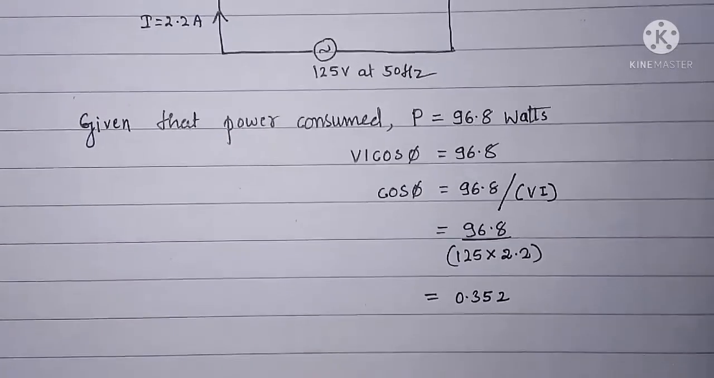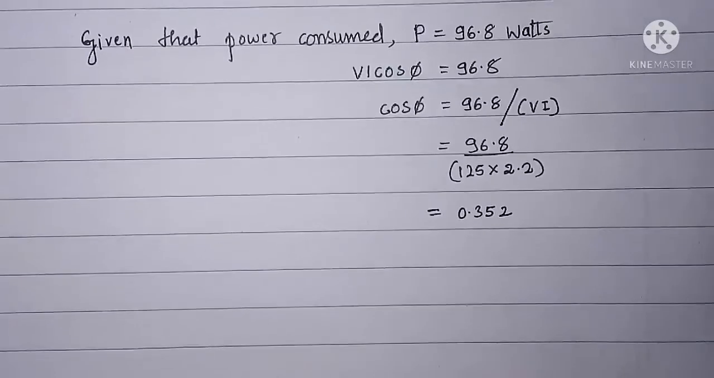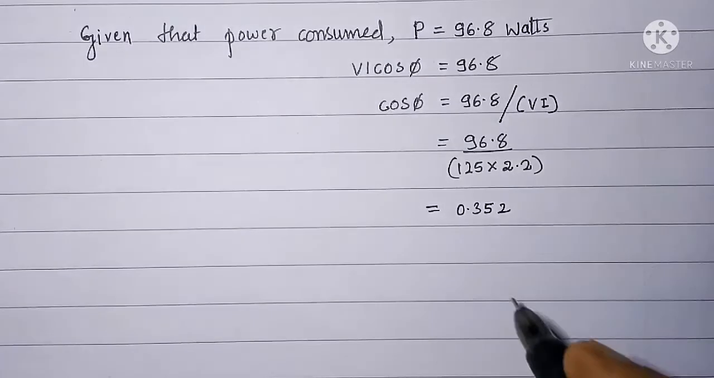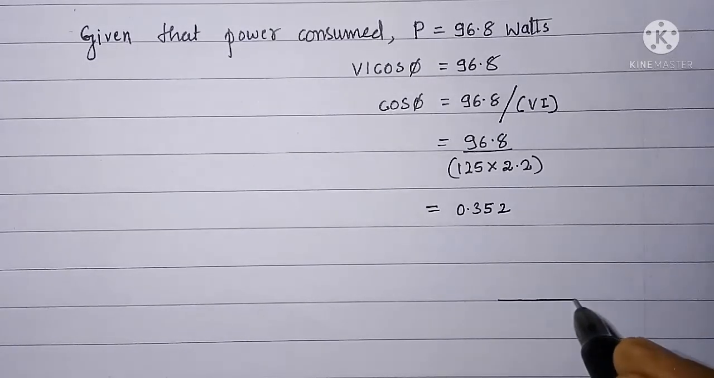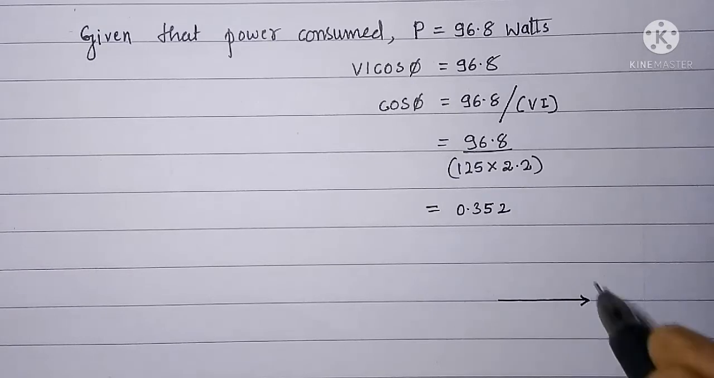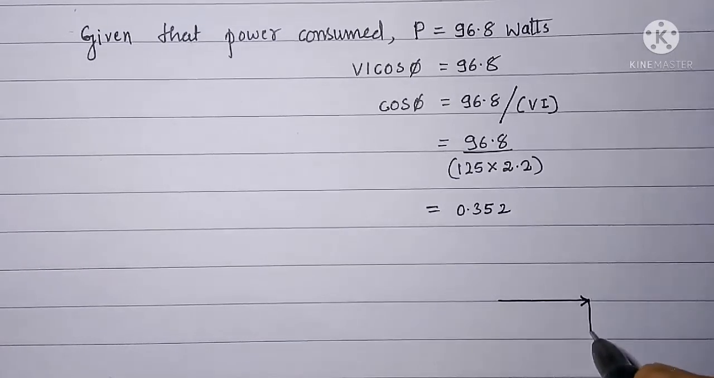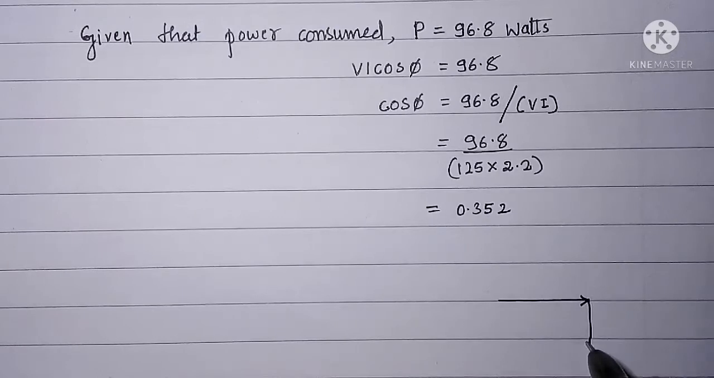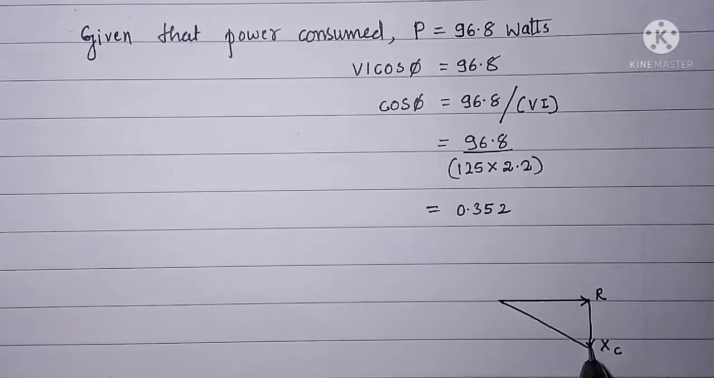We have learnt the impedance phasor diagram. In the impedance phasor diagram we take R as reference and Xc at 90 degrees to the reference phasor, that is R, and impedance is square root of R square plus Xc square for an RC series circuit.